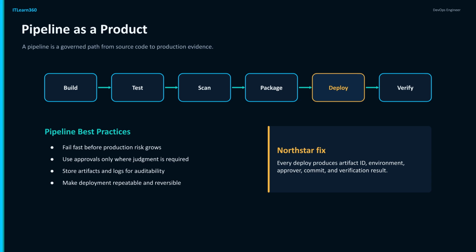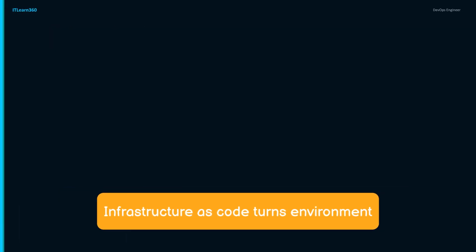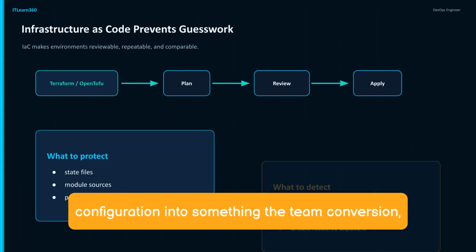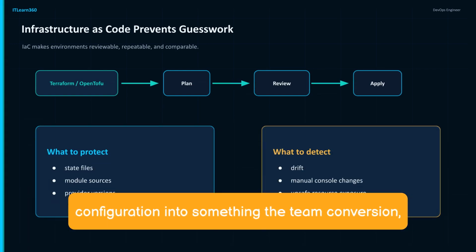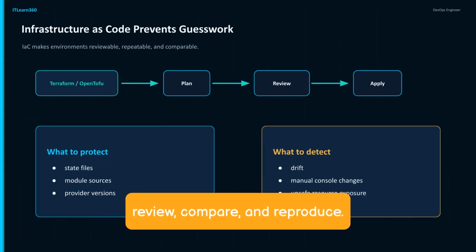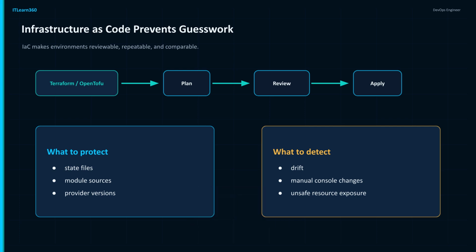A strong pipeline also reduces environment surprises, but it cannot eliminate them if infrastructure is configured manually. That is why the next step is to make the infrastructure itself reviewable and repeatable through infrastructure as code. Infrastructure as code turns environment configuration into something the team can version, review, compare, and reproduce. Terraform or OpenTofu can describe the resources, networking, identities, and services required by the application.